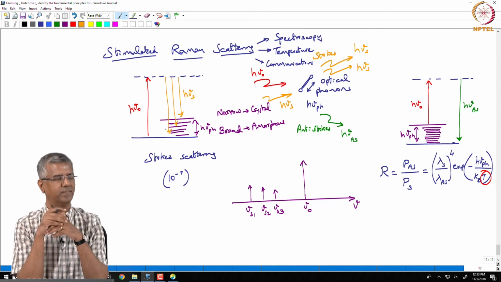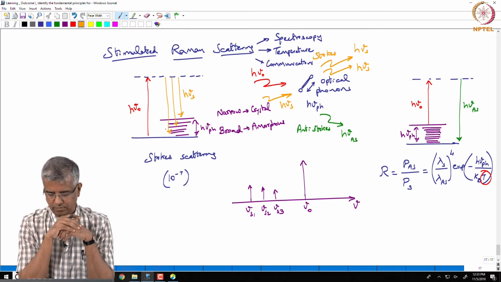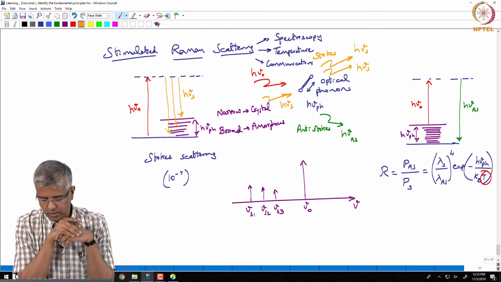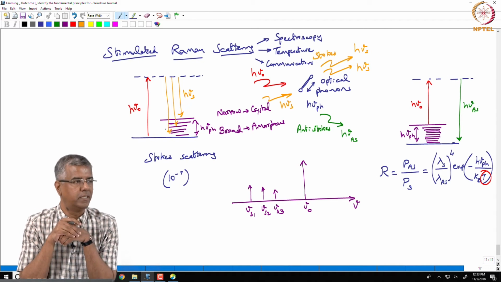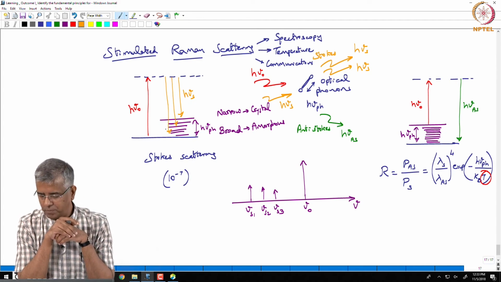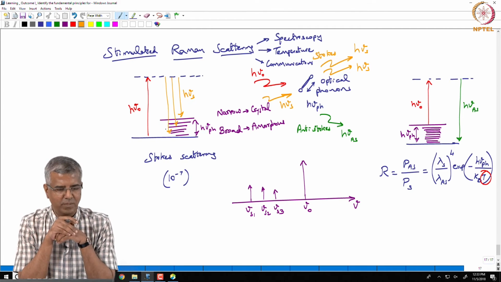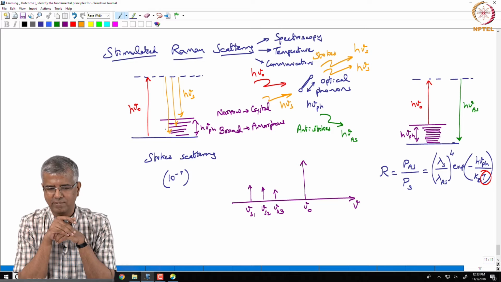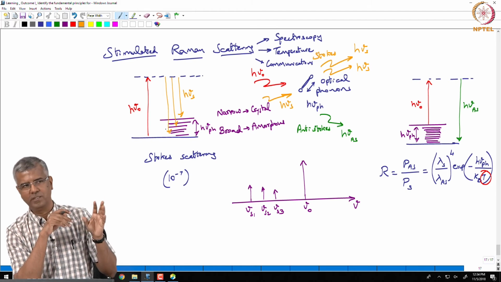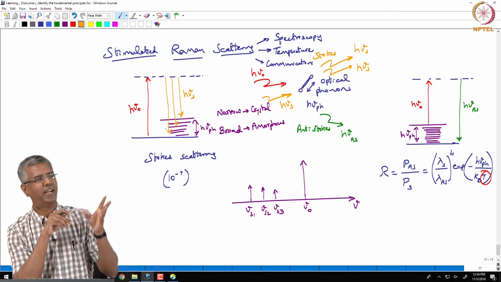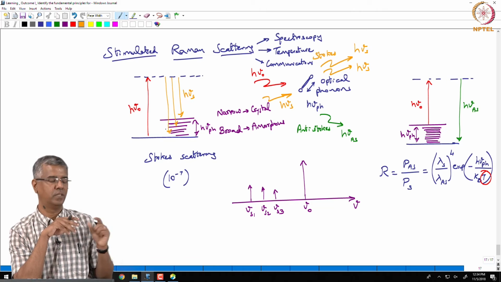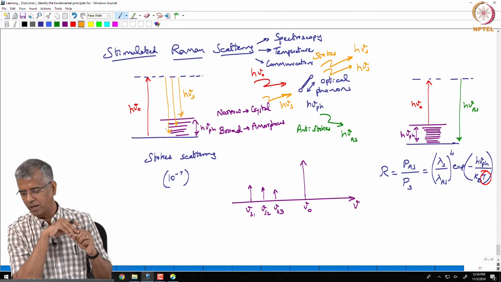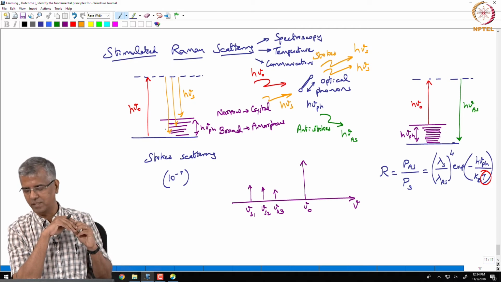You have a question there? Sir, what is the wave number? So the question is what is the wave number for these phonon energies. I can't remember the exact wave number, it is 1000 inverse centimeters, something like that. I think it's about 500 inverse centimeter in fused silica. The phonon energy in fused silica, which is an amorphous medium, around 500 inverse centimeter is I think the peak.